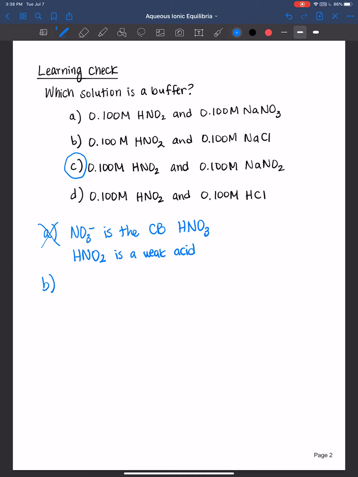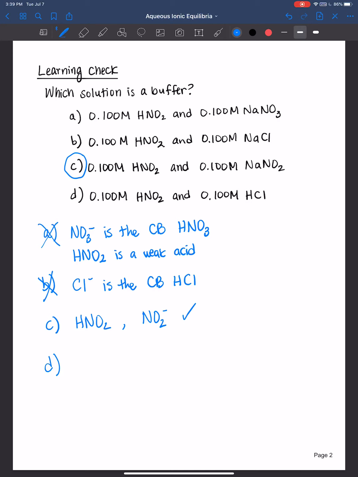B has the nitrous acid as a weak acid, but sodium chloride, where we're looking at just the chloride itself, is the conjugate base of a strong acid, hydrochloric acid, HCl. So that's not going to work either. Part C, now we have the nitrous acid and its conjugate base, nitrite. And so that checks out. You have a weak acid and its conjugate base. This is a good buffer system.